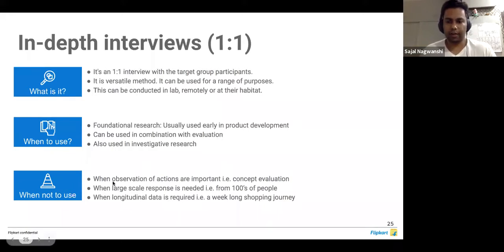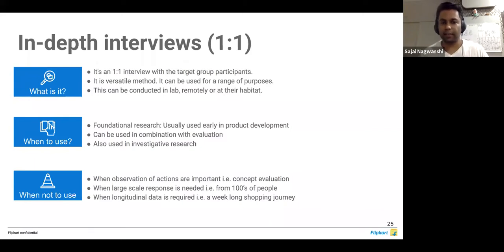It's not a good method when you want to understand a large scale of people's responses. So maybe when you're trying to understand a demography, or maybe you're trying to do problem investigation, that's probably not the best method. Also, when you're trying to look at longitudinal understanding, so you want to understand how people shop for a particular product and it takes maybe 1 week or 10 days to buy, then probably not the best method.